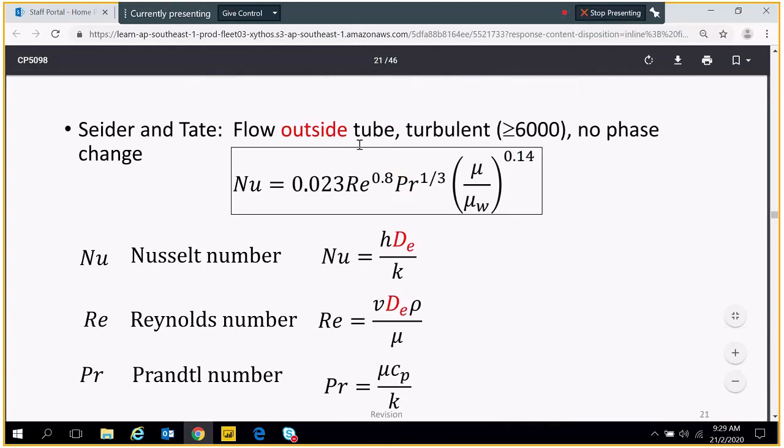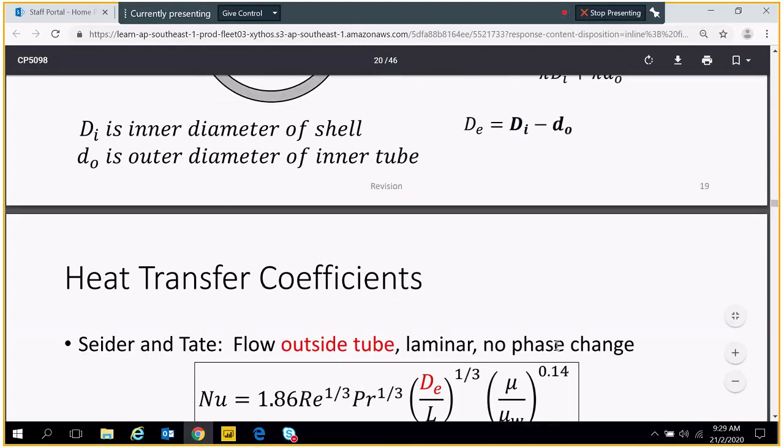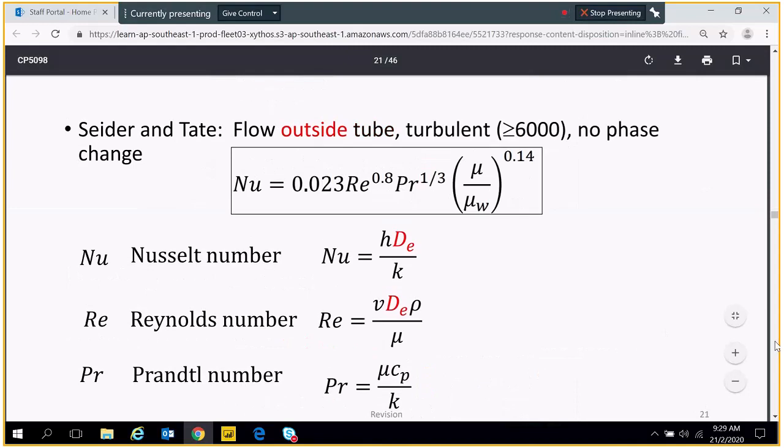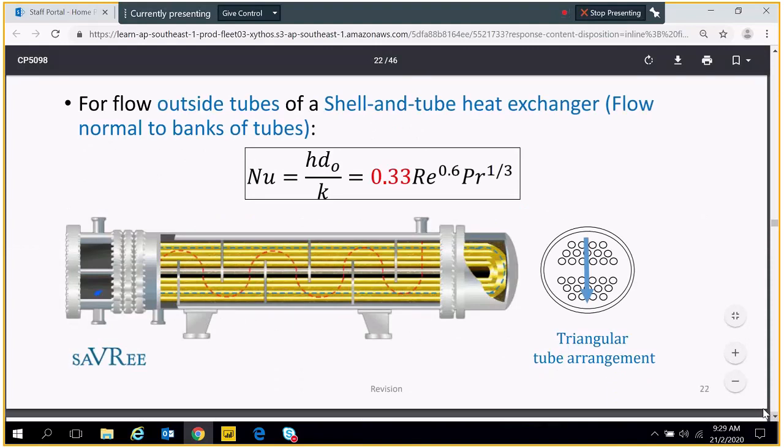For flow outside the tube, now this is turbulent flow. This is laminar flow. No evaporation, no condensation means no phase change. Outside the tube means the shell. This is the shell side. Outside the tube is the shell side. This is another correlation. Don't memorize this one. This is a triangular tube arrangement.